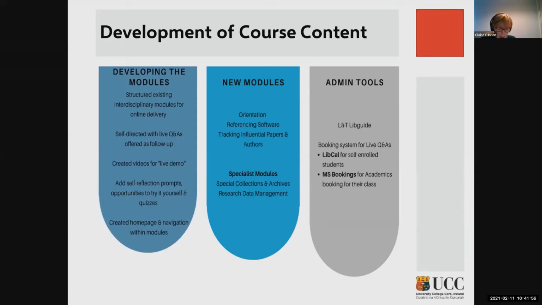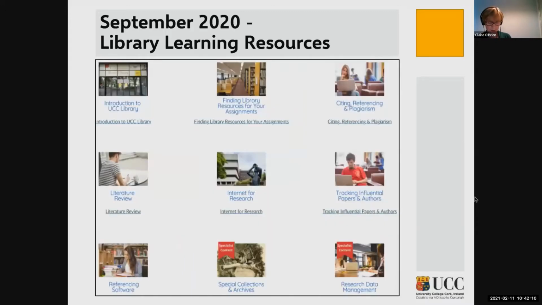We used LibCal to organise the Q&A bookings for any self-enrolled students. And if academics wanted to book a Q&A for their class, that was done through Microsoft Bookings. So by the time we got to September, this is what our campus course homepage looked like. There is text above this explaining about the course and the Q&As, but this is the more attractive part of the page.